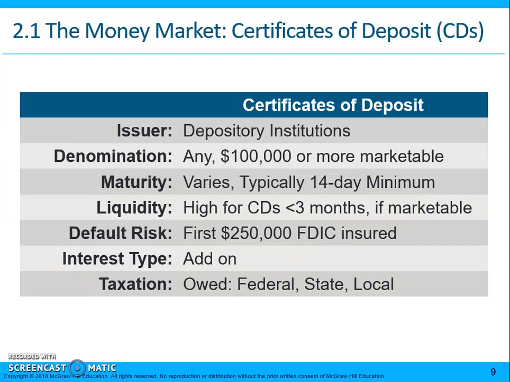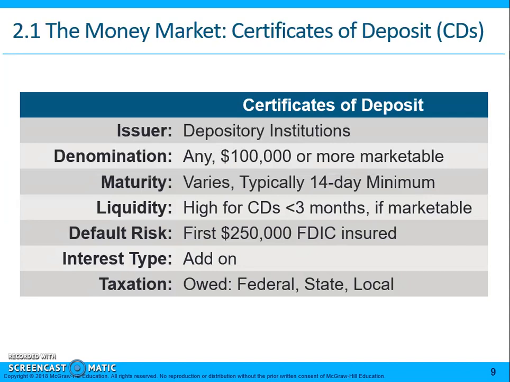Liquidity is very high for CDs less than 3 months if they're marketable. The default risk: the first $250,000 issued by a bank that is insured by the FDIC would be insured. Interest type is add-on, which is different than the discount method. There'll be a face or a principal amount of the CD, and interest will be added to that amount. So you would receive your principal plus interest at maturity.